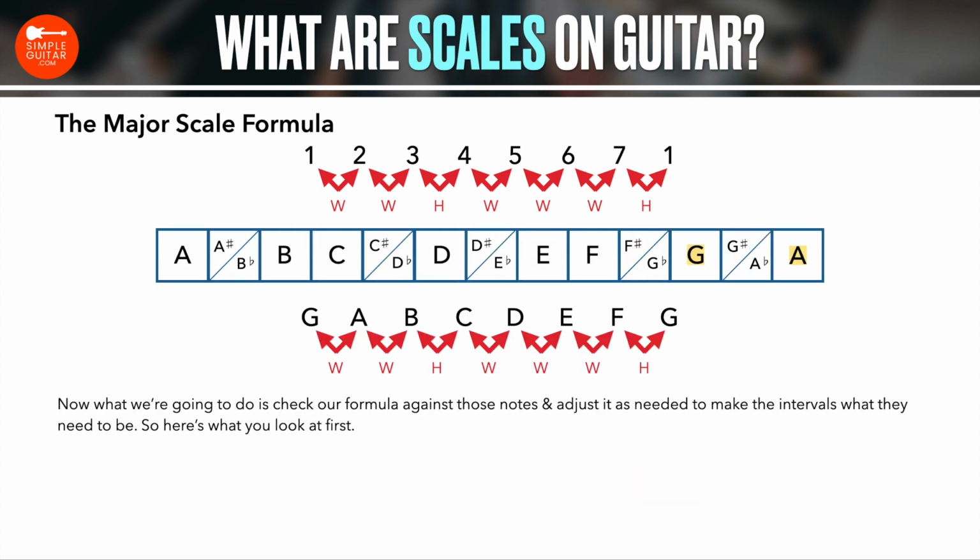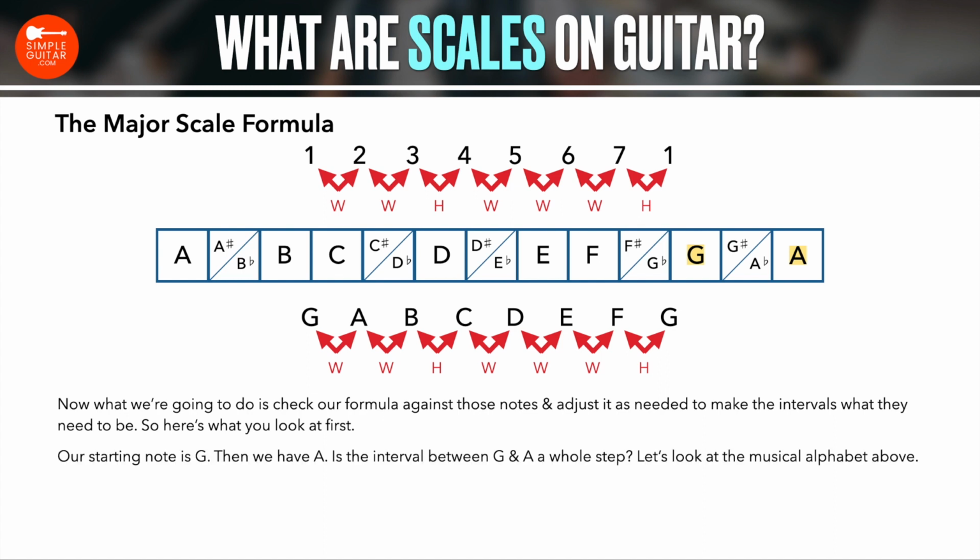Now what we're going to do is check our formula against the notes that we wrote down and adjust it as needed to make the intervals what they need to be. So here's what we look at first. Our first note is G, and then the second note is going to be A, right? So is the interval between G and A a whole step? If you look at the musical alphabet above, I highlighted G and I highlighted A. And if we go from G up to G sharp, that's a half step. And then from G sharp up to A, that's another half step. And so, yes, that is a whole step, right? So we're good to go. A is part of the scale.